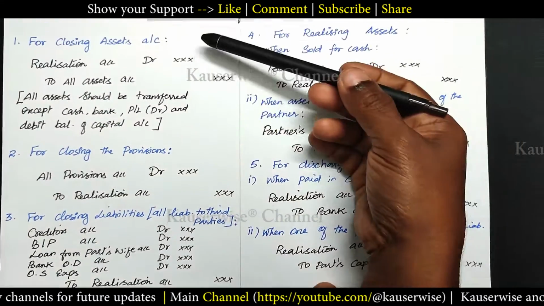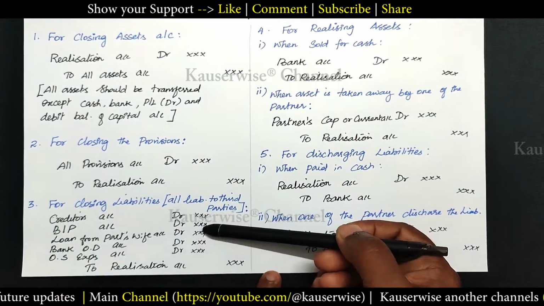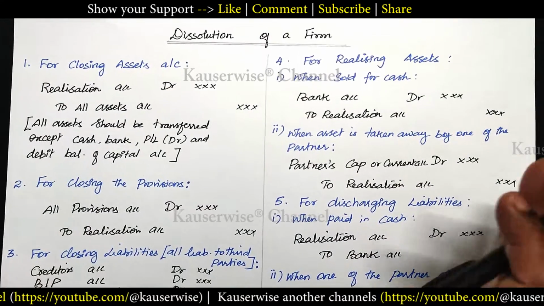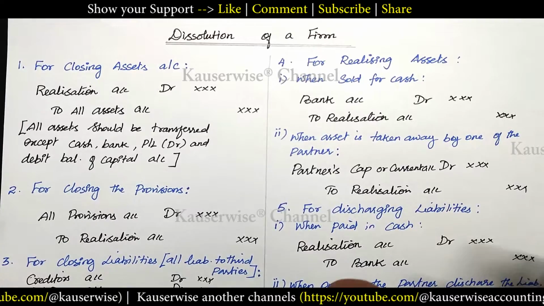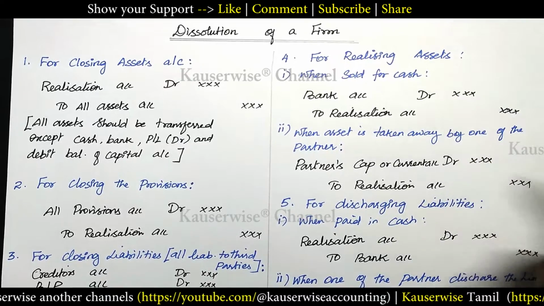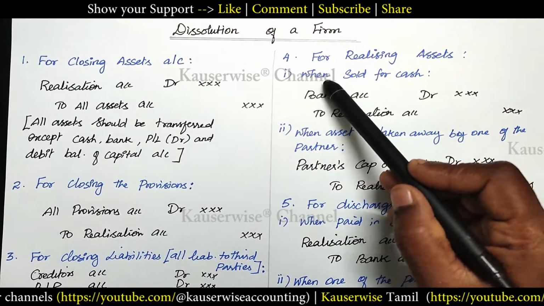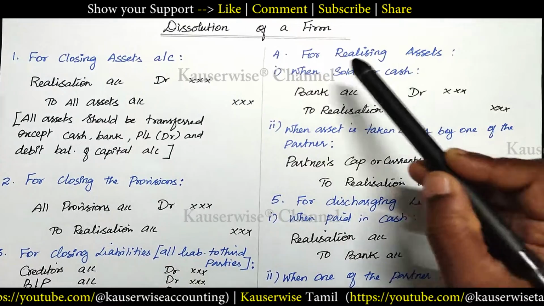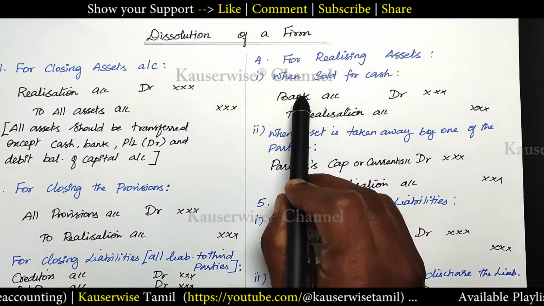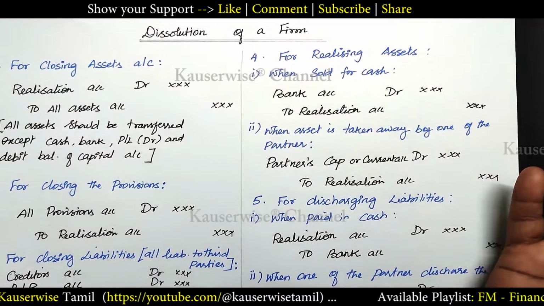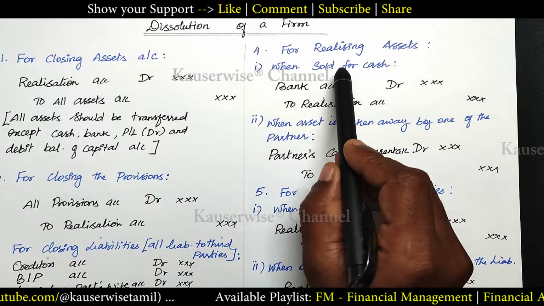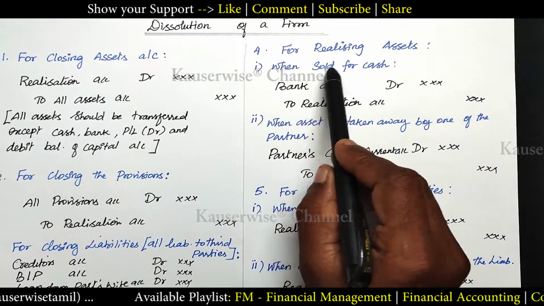The next one, after closing down all the assets, provisions and liabilities, the next step is for realizing assets. What is the meaning of dissolution? Dissolving. So what is the procedure? The partner has to realize all the assets. The assets can be realized in two options. Number one, when assets are sold for cash. When you sell all the assets for cash, cash comes in, so debit the receiver. On behalf of the firm, the banker will receive the amount. So entry: bank account debit to realization account. So this is the entry for assets realized for cash.